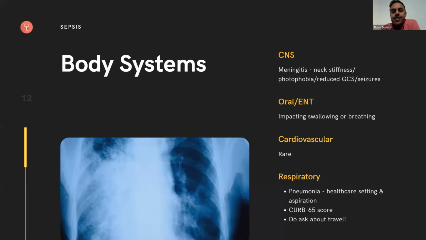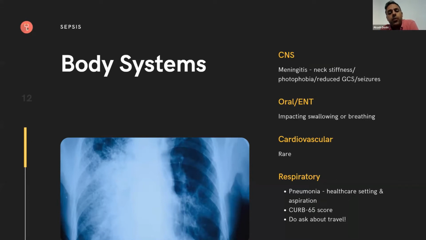The next thing to consider are each of the organ systems. So each of the organ systems have a couple of nuances that just help. If we do this, then it helps you ask the right questions and think about the right management. So the first is CNS. So our central nervous system infections, or our brain, we tend to mean brain infections.